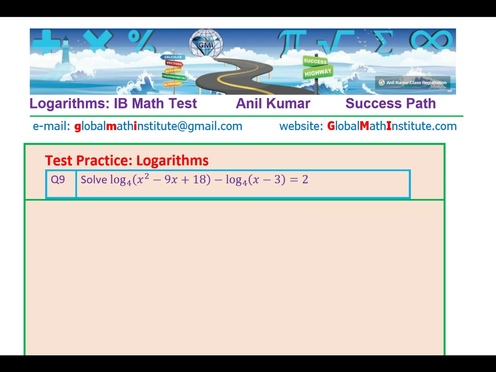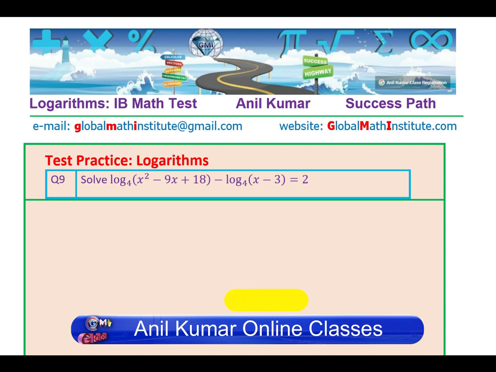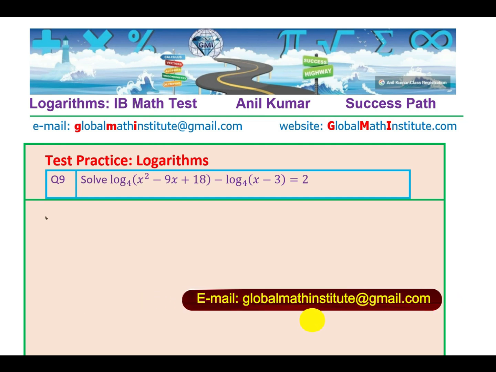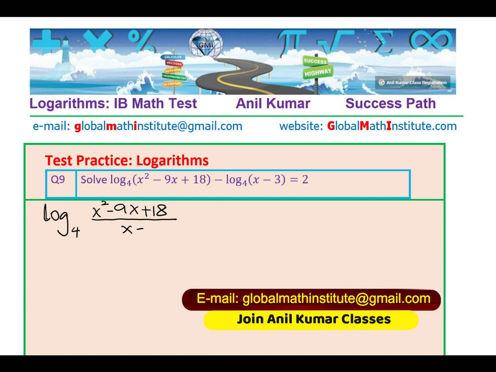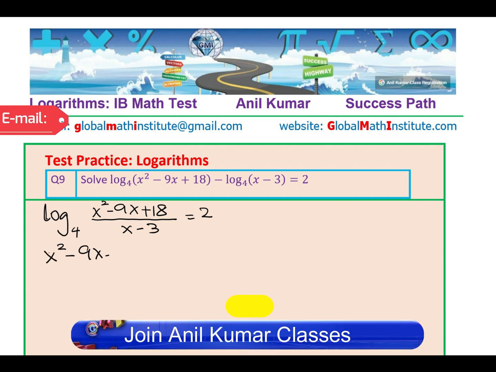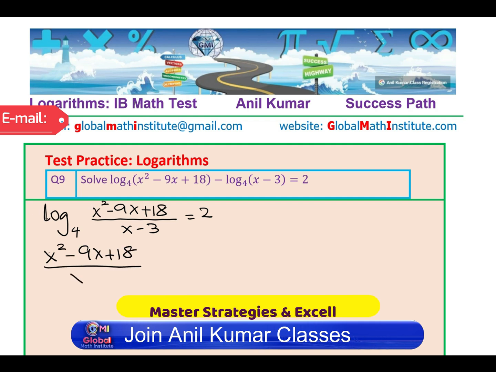Here is question number 9. So we are given log to the base 4 of x squared minus 9x plus 18 minus log to the base 4 of x minus 3 equals 2. How do we solve it? Let's do it. So what I'm going to do is combine it. I'm writing log to the base 4 of (x squared minus 9x plus 18) divided by (x minus 3), because minus means divide, everything equal to 2. Convert to exponential form. So we have (x squared minus 9x plus 18) over (x minus 3) equals 4 to the power of 2, which is 16.